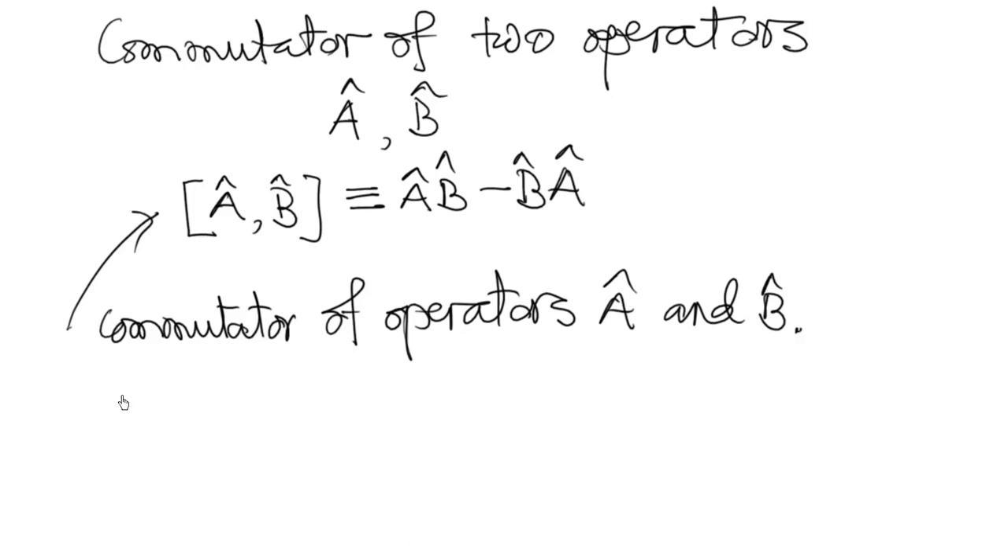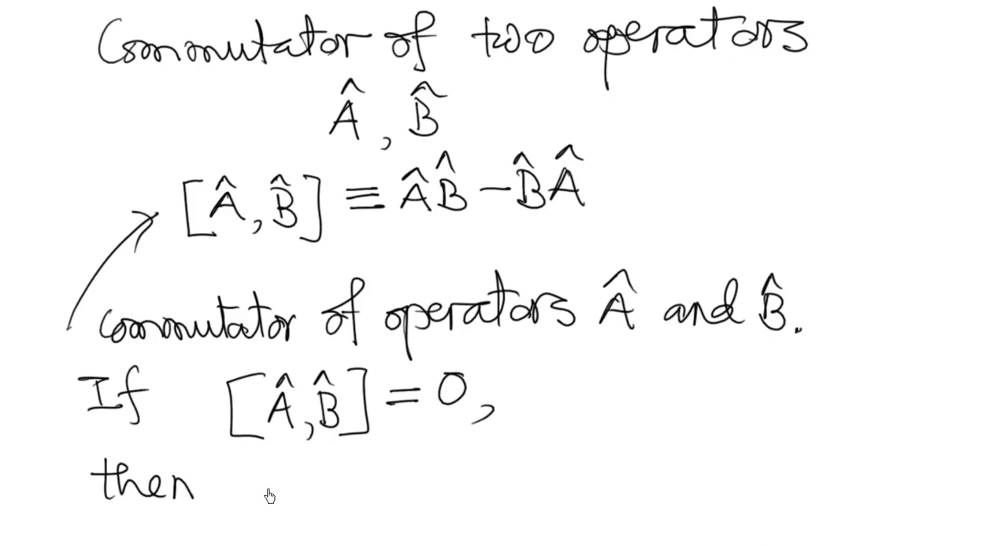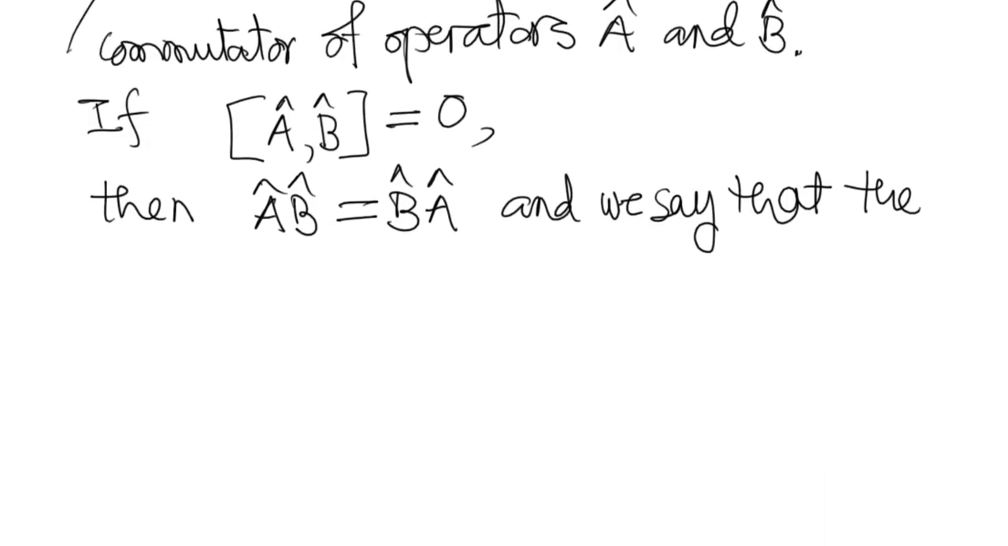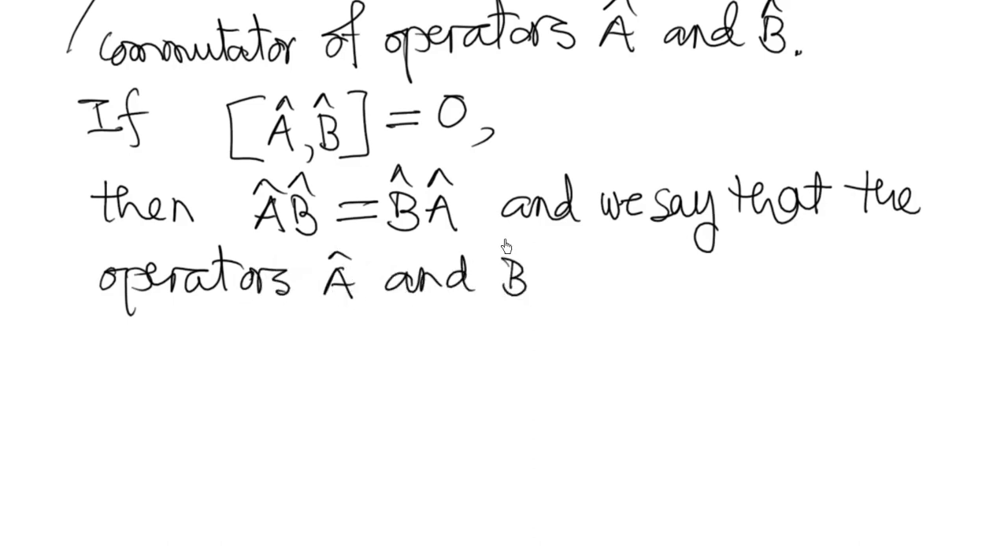If the commutator is zero, then AB equal to BA, and we say that the operators A and B commute with each other.